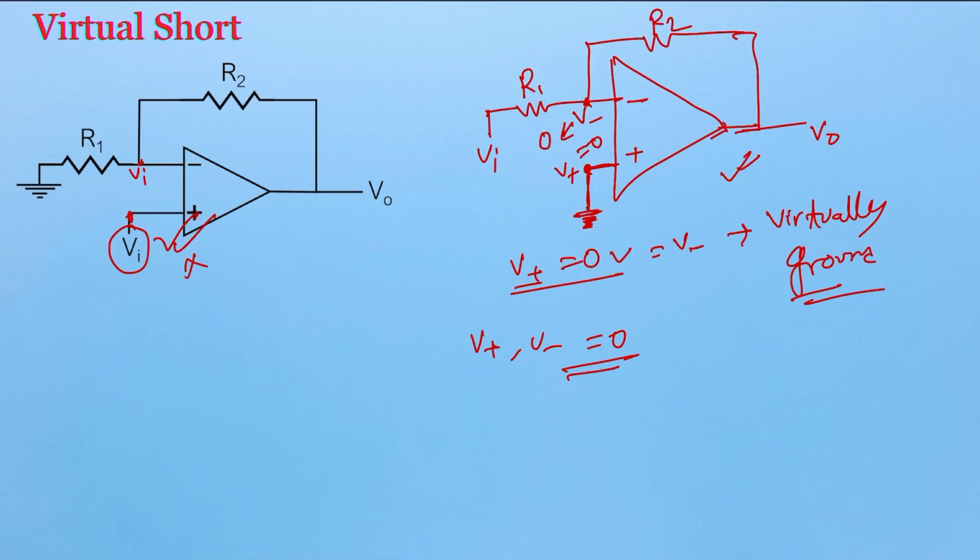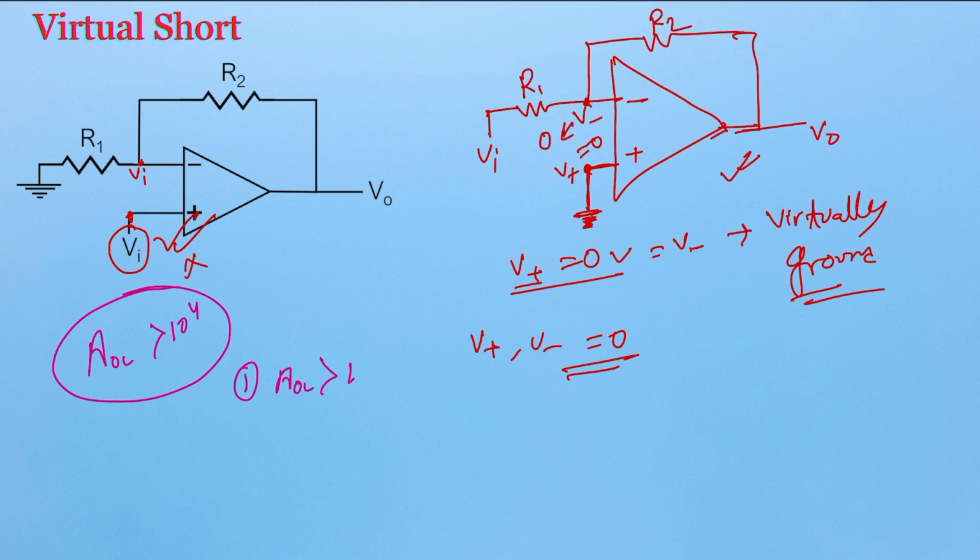So now I already told you that if AOL is not greater than 10 to the power 4, we cannot use virtual short, right? So that means there are some limitations of the virtual short. The first limitation is the open loop voltage gain should be greater than 10 to the power 4. This is the first condition. Only then will the virtual short work.